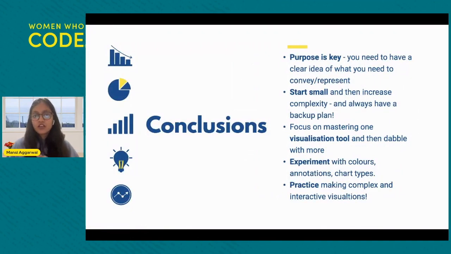So in conclusion, purpose is very important. You need to have a clear idea of what you need to convey and present. And sometimes you reverse engineer your procedure. First I need to plot all the information and then build up and define my purpose. So in the middle stage of the analysis, I defined my purpose that I now want to consider the later stages of infection, and now I'll explore the proteins significant at the 24-hour time point. So you have to be very clear about what you need to convey and present. Always start small and then increase your complexity, and always have a backup plan.